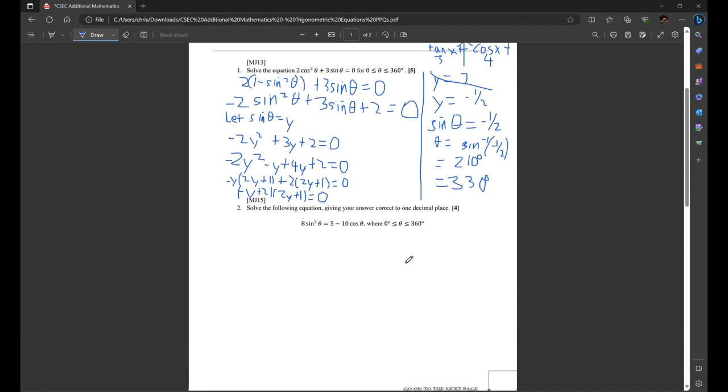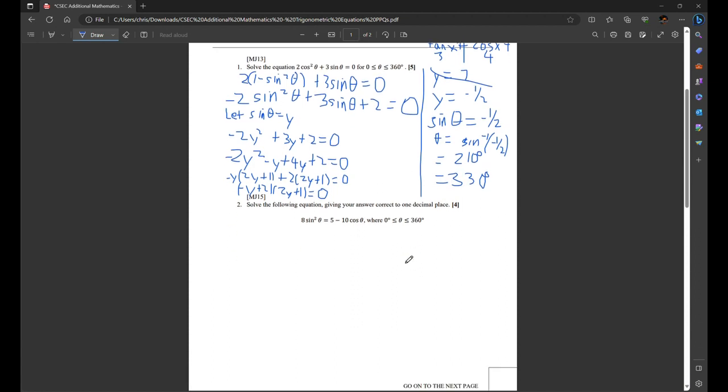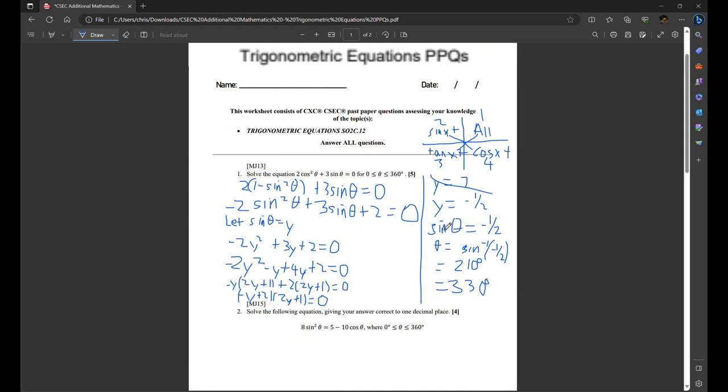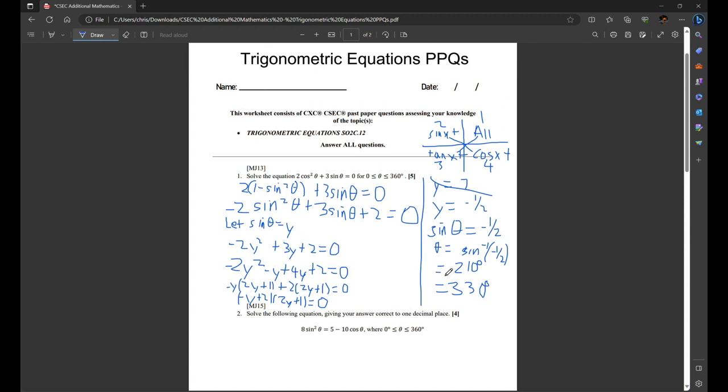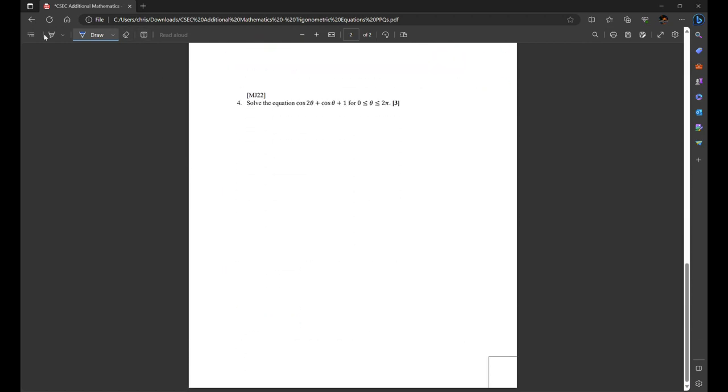Okay, so the next question is another trig equation, of course, and over here they're saying give your answer correct to one decimal place. So that means you're probably not going to have a pretty answer like this. It's probably going to have some decimals in it. But before we go on to that question, I would like to quickly revisit the quadrants. So I'm going to scroll to the bottom of this document over here.